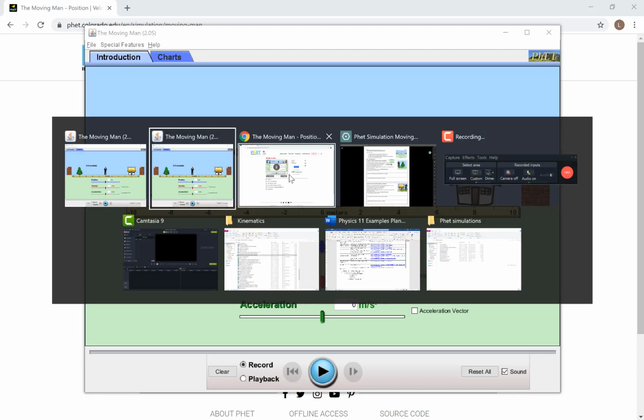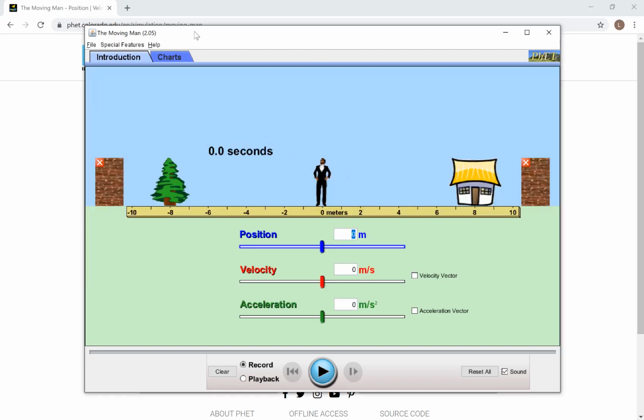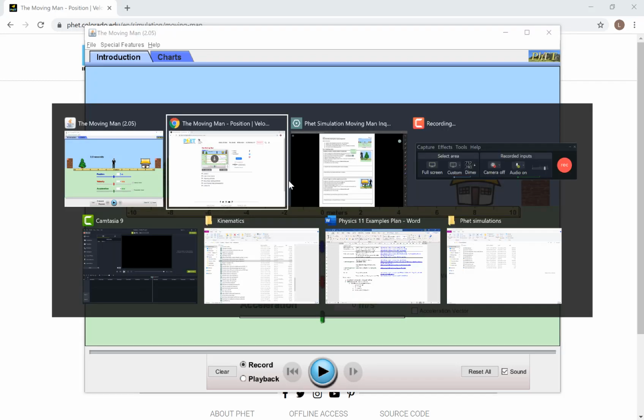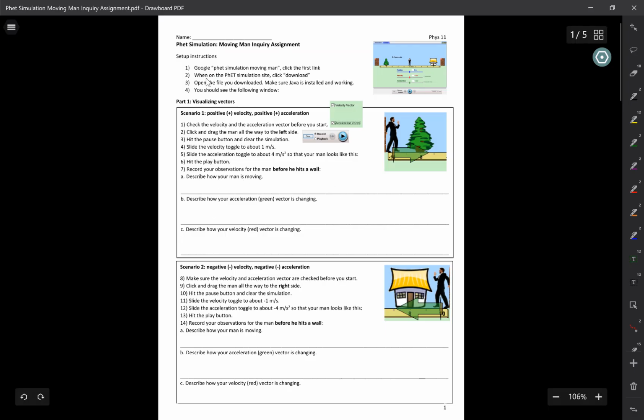So let's read the instructions on what needs to be done. Oh, I opened 2 of them. So let's close one of them. Okay, perfect. So you should see the following window, open the file, download, make sure you have it. Okay. So first part, we're going to visualize these vectors. How does acceleration affect velocity, etc.